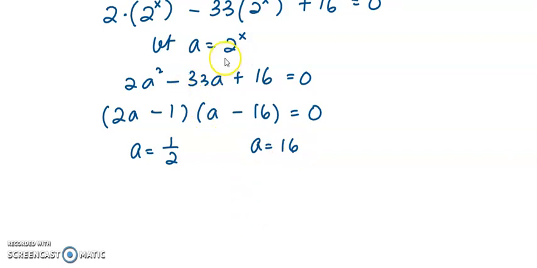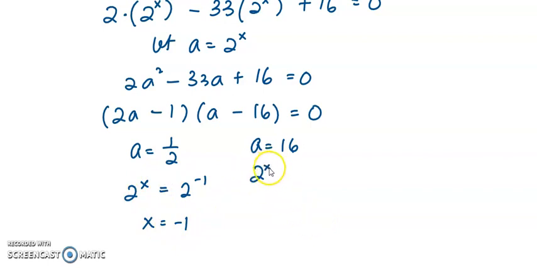So now we actually need to substitute back the a with the 2 power of x. So a back to the 2 power of x. 1 over 2, convert it back to the 2 power of negative 1. Compare the power at both sides. I got my x equals to negative 1.